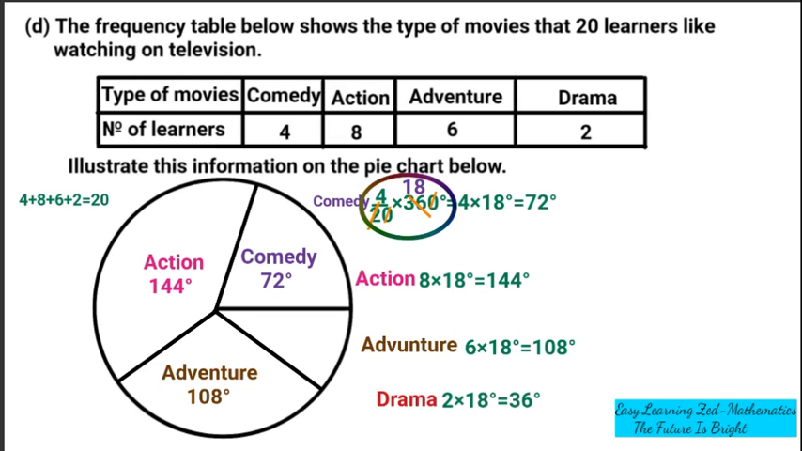So basically, if you have cut or drawn the lines properly on the pie chart, this is how it should look. Okay, and when you get a protractor and measure every sector of the pie chart, you will find that it has the same measurements we have calculated.